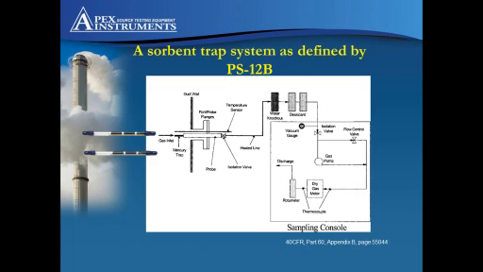PS12B also states that sampling must be performed proportionally to the stack flow. This is simply done by taking a flow signal from the source, which is being already done under Part 75 anyway, sending this signal to the system and allowing the system then to control the sample rate based on the flow rate. Again, I'm not going to go into a lot of detail on this, as Chris will expand on this in his part of the presentation.